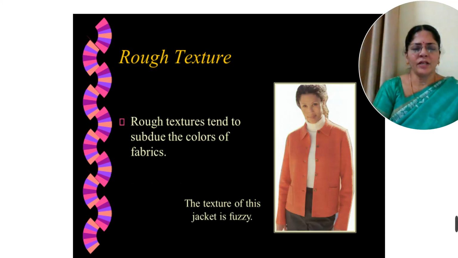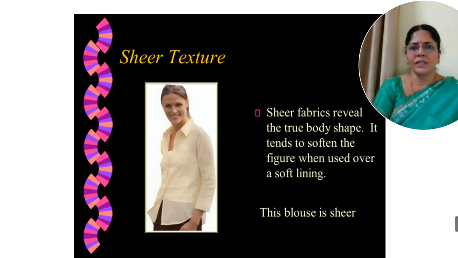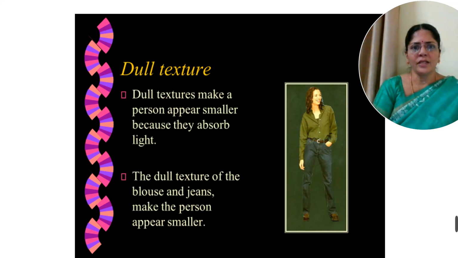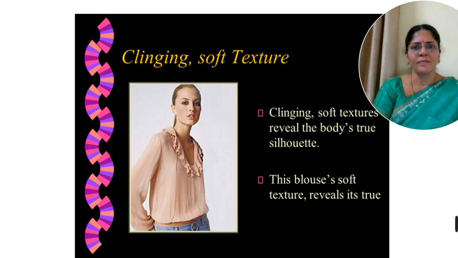Rough textures tend to subdue the colors of the fabric. The texture of this jacket is fuzzy. Sheer fabrics reveal the true body shape. It tends to soften the figure when used over a soft lining. This blouse is sheer. Dull textures make a person appear smaller because they absorb light. The dull texture of the blouse and jeans make the person appear smaller.